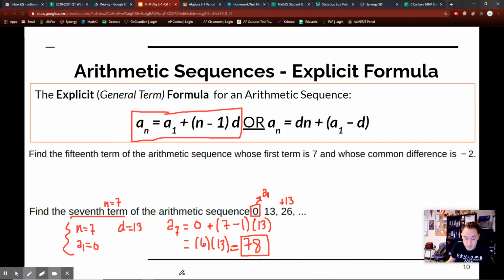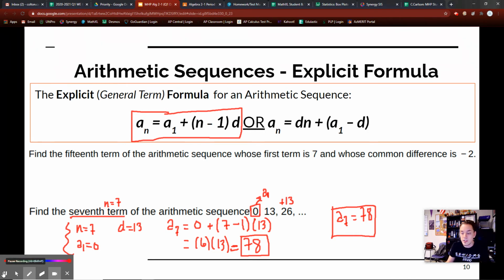Boom. Now, we will start to analyze how arithmetic sequences relate to functions in the next couple days. But in this case, we do have an output here. We do have an input. The input is 7. The output of my sequence is 78. I'm going to come back to that later, but that is my final answer. What is a sub 7? A sub 7 equals 78. A sub 7 is 78. Okay, go ahead, take a moment, write that down, finish that, and we'll move on.